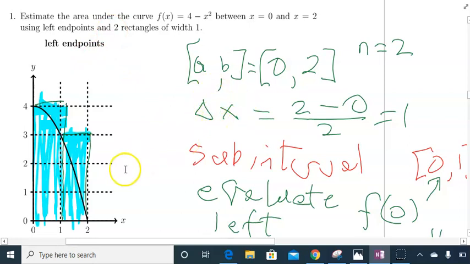Then we want to find delta x. Delta x will be the width of our rectangle, even though it was given in the question. Even if it was not given, we could use a formula, b, which was 2, minus a, which was 0, over n, which was 2. Okay, so that is one way of getting back to 1, even though the question told us the width was 1. Okay, then we want to divide this into subintervals.